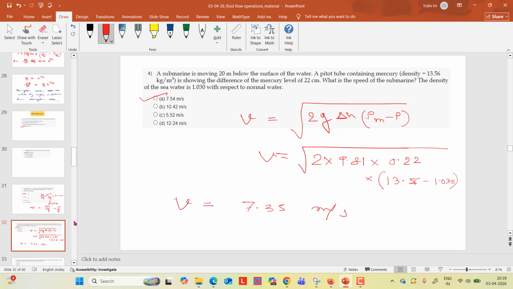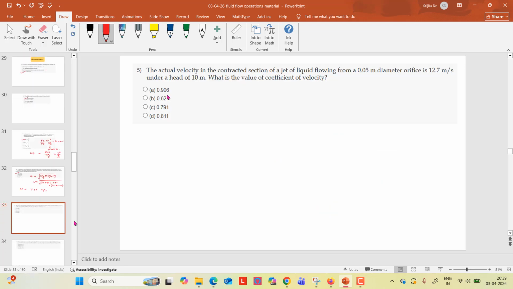Okay. Next, the actual velocity in the contracted section of a jet of fluid flowing from a 0.05 meter diameter orifice is 12.7 meter per second under a head of 10 meter. What is the value of coefficient of velocity? That means what is this CD?